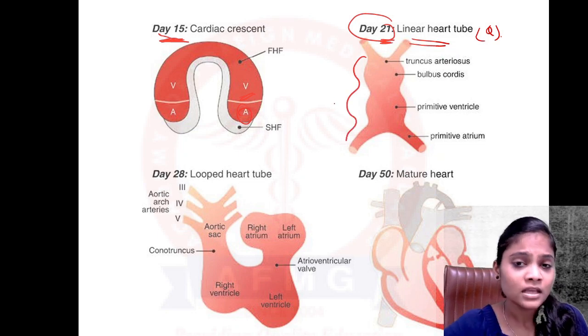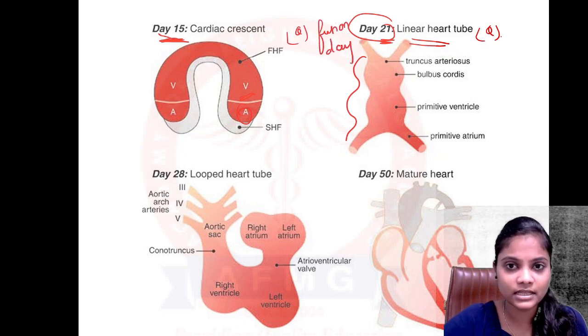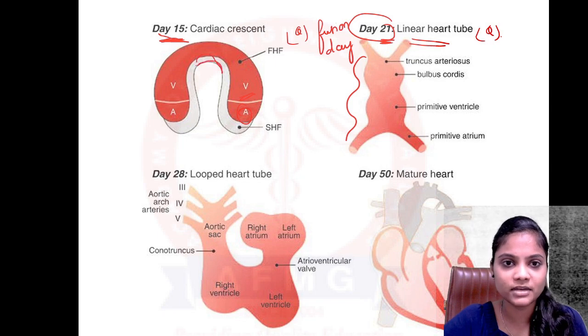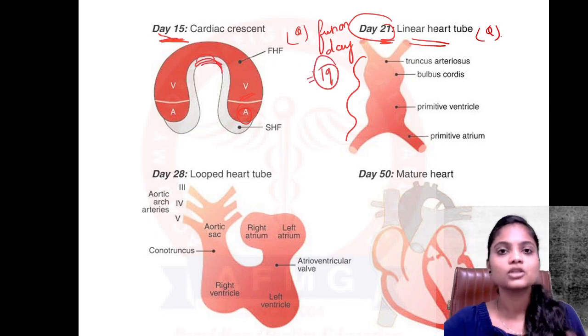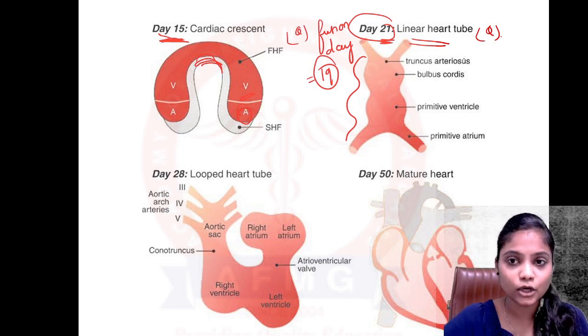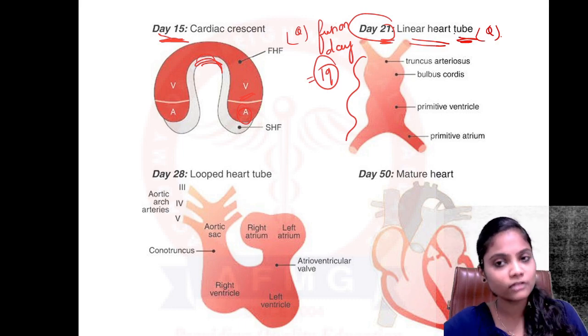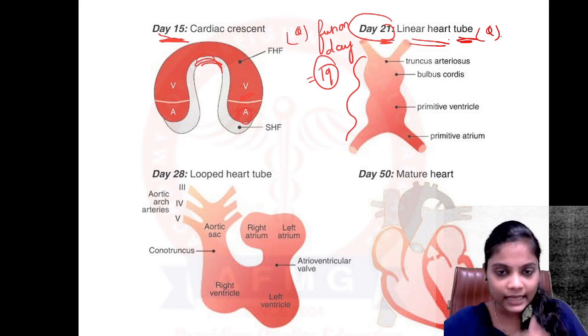In this, they'll ask you one more question: the fusion day. When does the fusion start? See here, there is a fusion between them. That is day 19. Please remember that: the fusion day is day 19. You have to remember that there will be endocardial tube formation on day 21. Further, there will be formation of all the other dilatations.